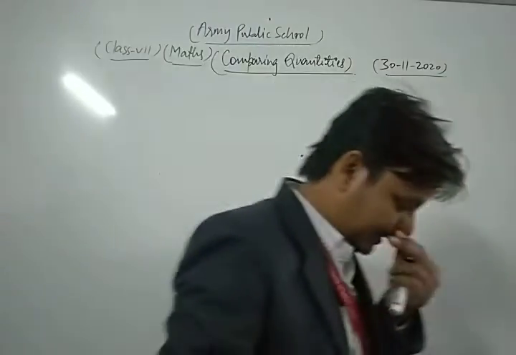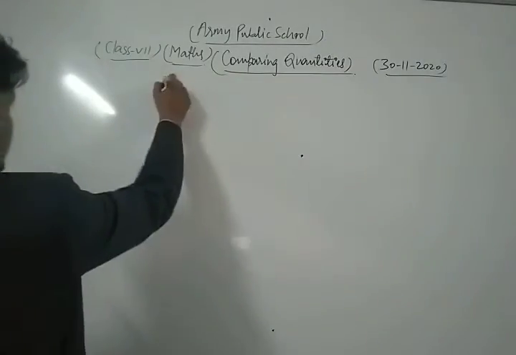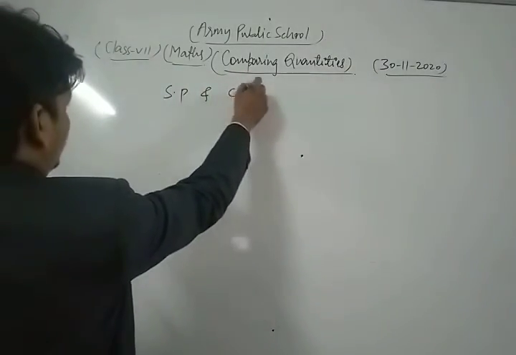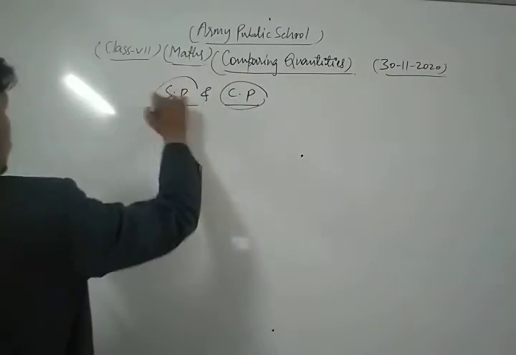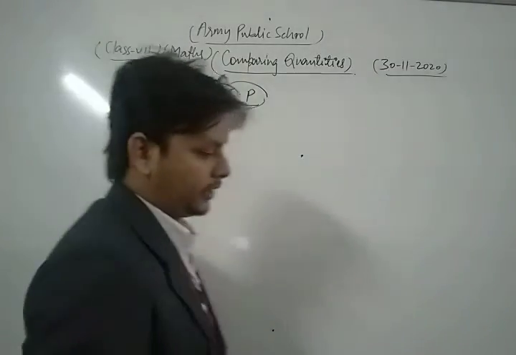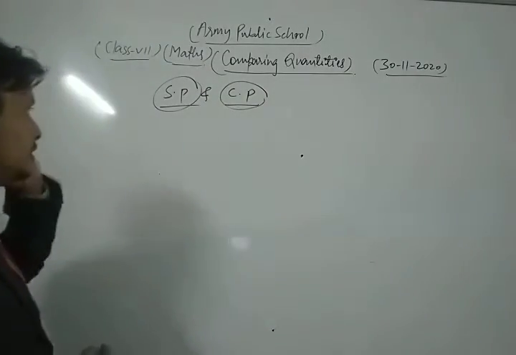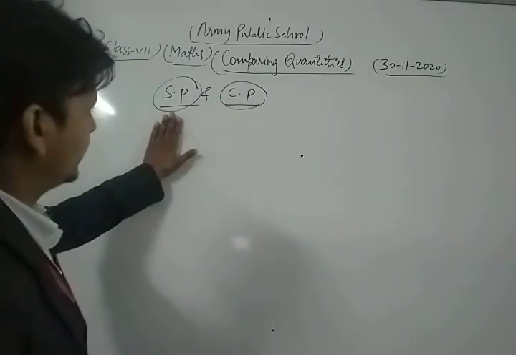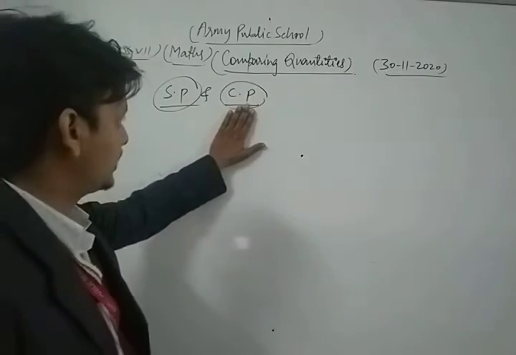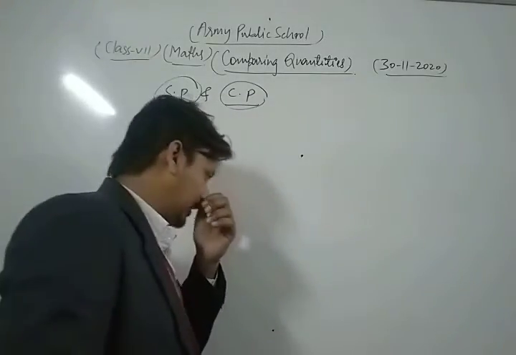Now, dear students, we clear the concept of selling price and cost price. You know that very well. We discussed that topic so many times. What is the selling price and cost price? Selling price is the price at which we sell any object, and cost price is the price at which we buy any object.